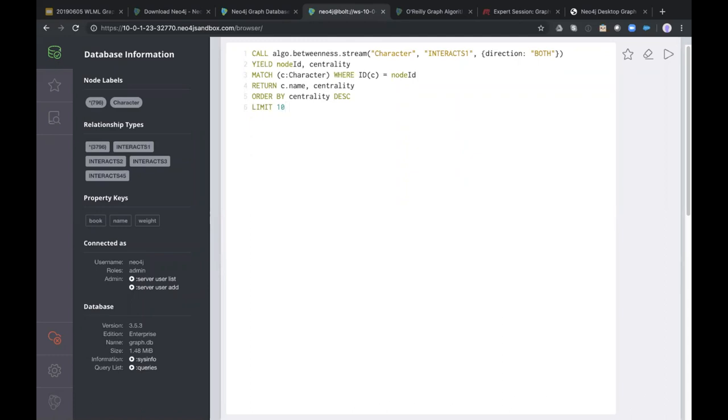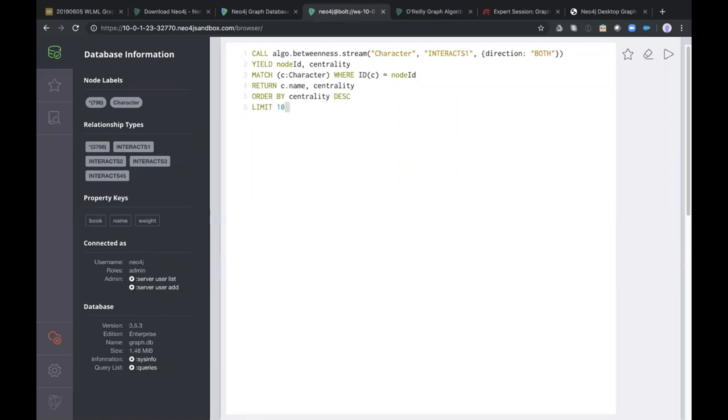It's the betweenness calculation algorithm. I'm going to stream out the results. I'm not going to wait for it to fully complete, right? Between character nodes and over the interacts season one relationships. I'm going to do it in both directions, right?